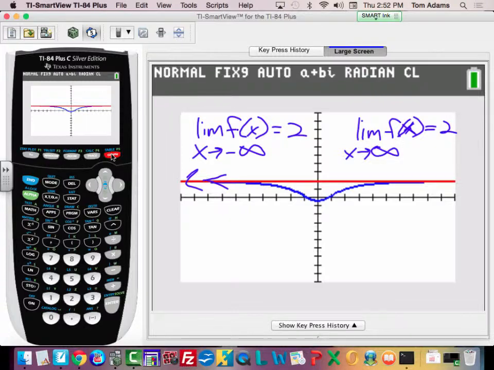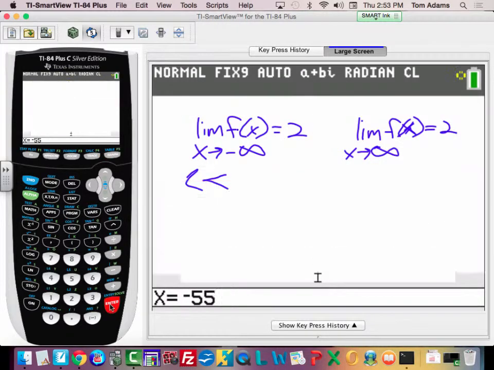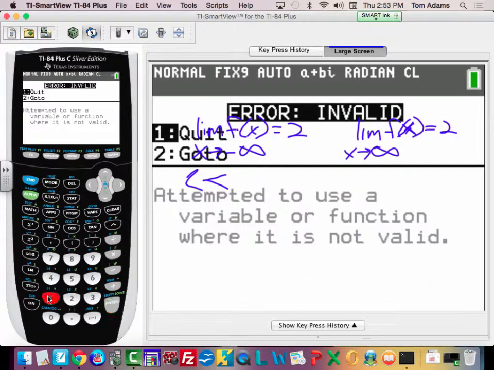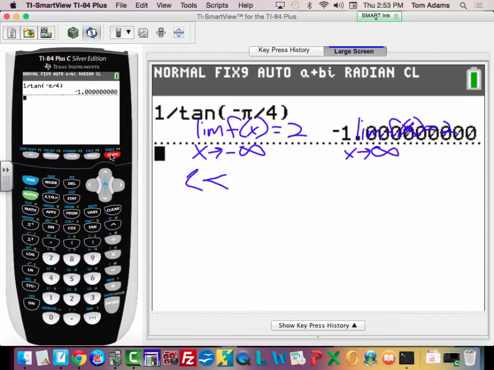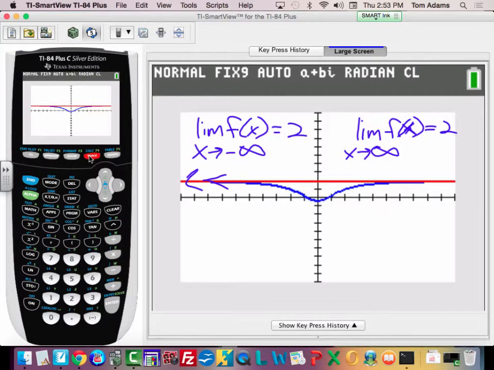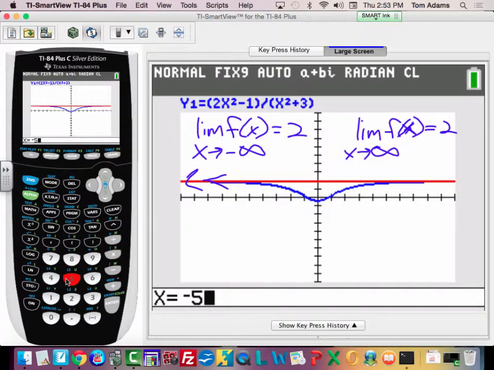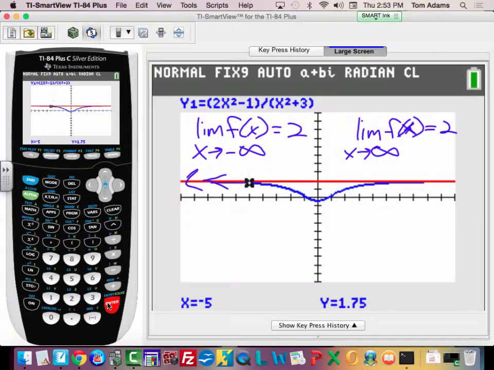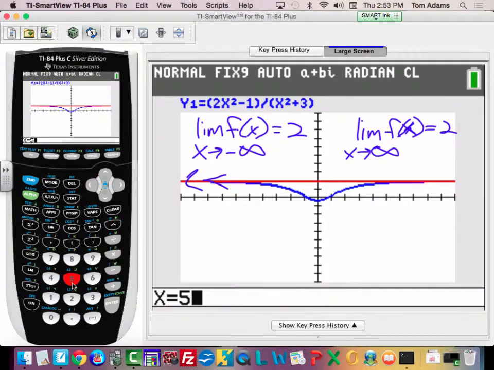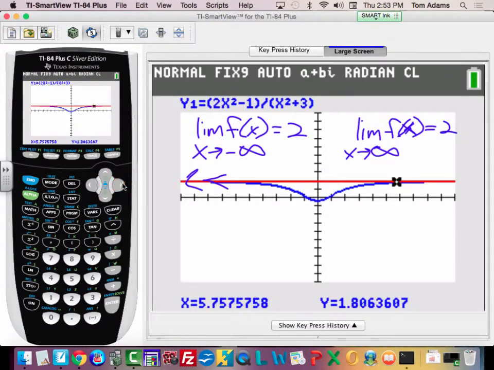Now, one last thing, if I wanted to verify that, I could let x equal negative 5. And it starts to approach 2. See how that starts to approach 2? And then if I let x equal positive 5, and we keep going in this direction, it's already pretty close to 2 before I get to about x equals 10.